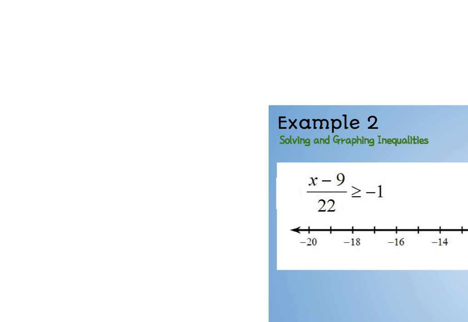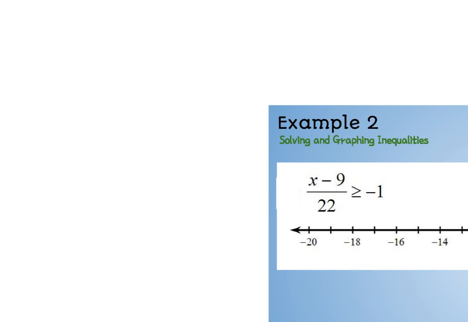And anything divided by itself is going to give me 1. And I'm going to bring down what's left over on the top. So I'm going to bring down that x minus 9. Then I'm going to bring down that inequality symbol. And then negative 1 times positive 22 is going to give me negative 22. So now I've moved that 22 to the other side.